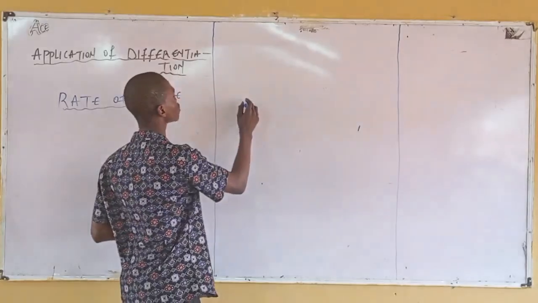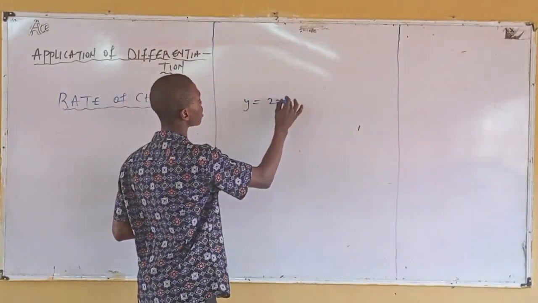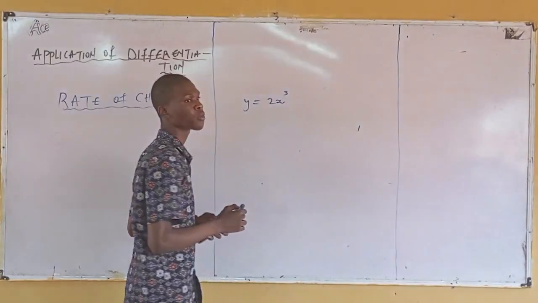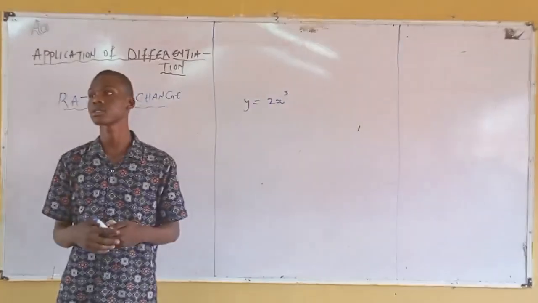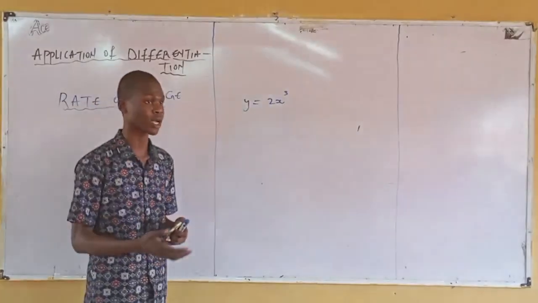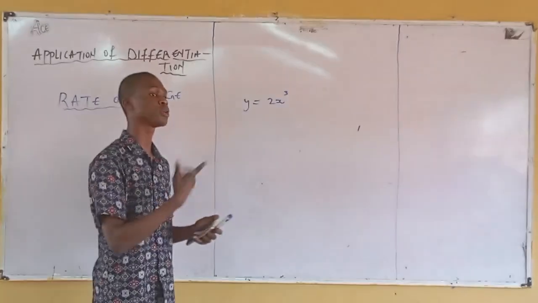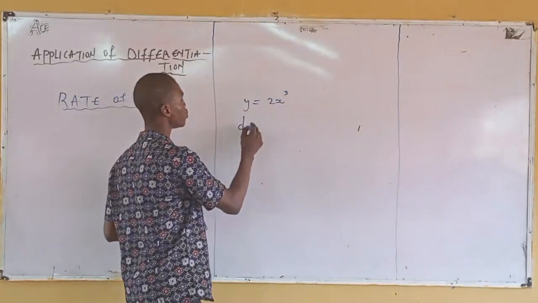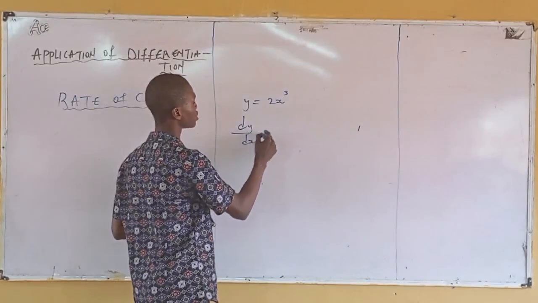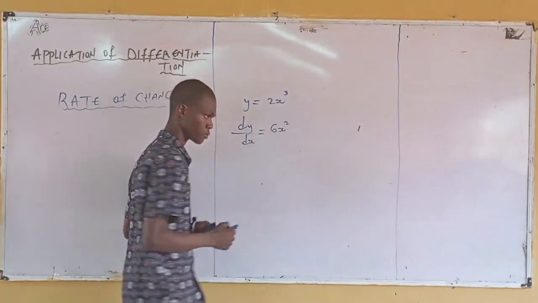Now, let's consider this. I believe you can differentiate. Say you are given a function y is equals to 2x cubed. From here, your derivative becomes what? dy/dx, right? You are differentiating y with respect to x, meaning dy over dx is equals to 6x squared.